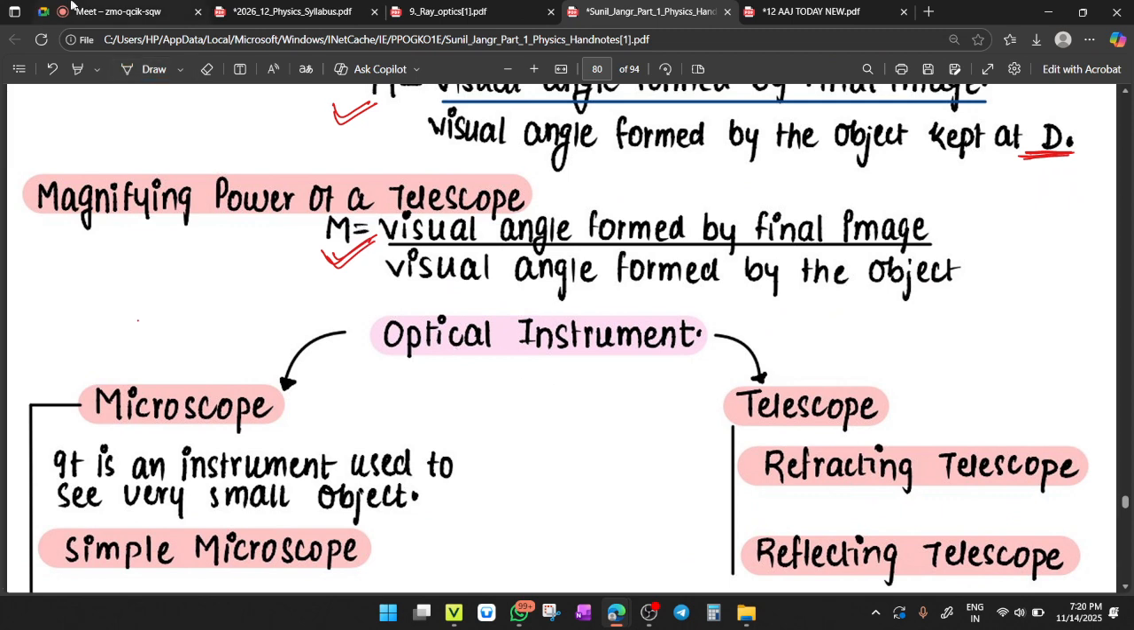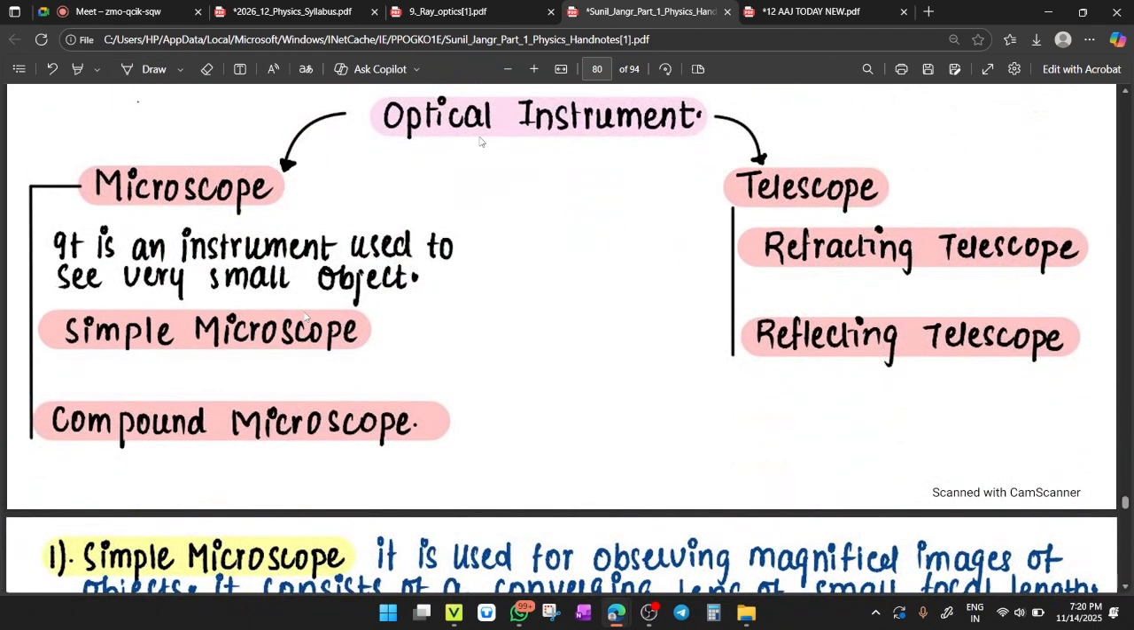Okay, so next we are starting the chapter topic optical instruments. First topic is microscope. We have to cover microscope and telescope. So what is a microscope? We should know the definition of microscope and telescope. A microscope is an instrument used to see very small objects. Yes, like in our biology laboratory, we use the microscope.